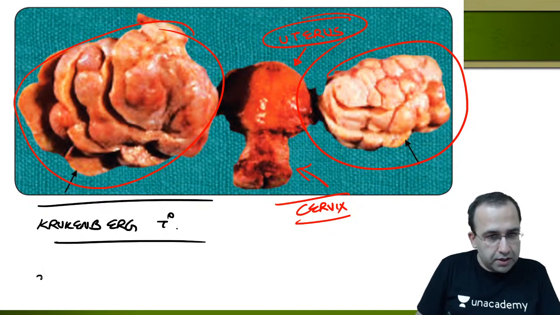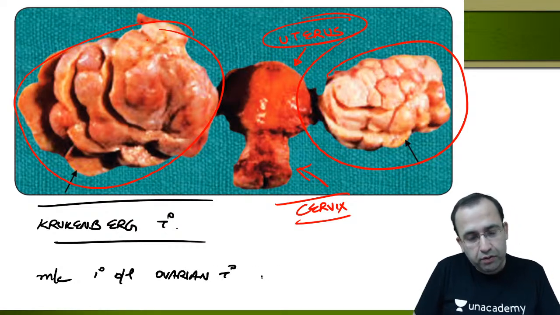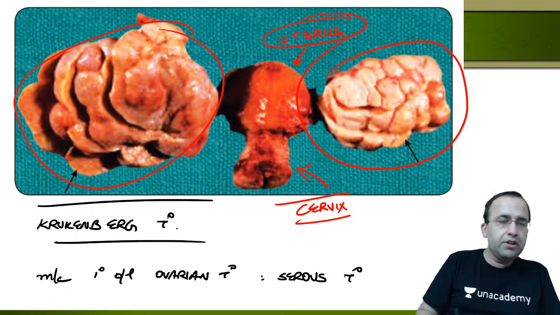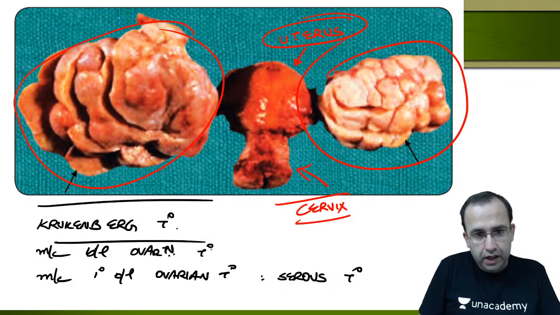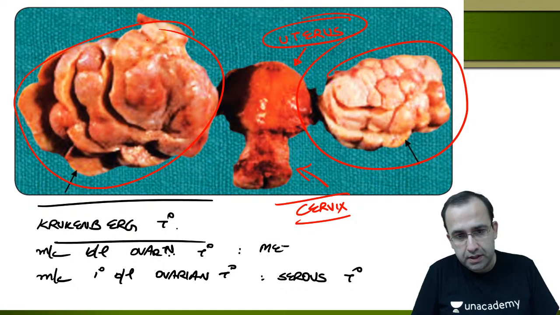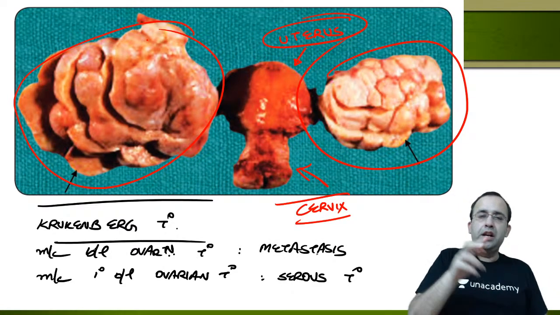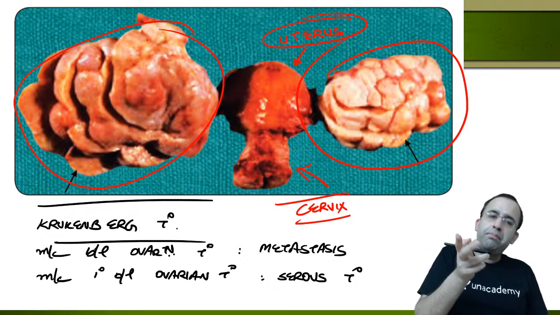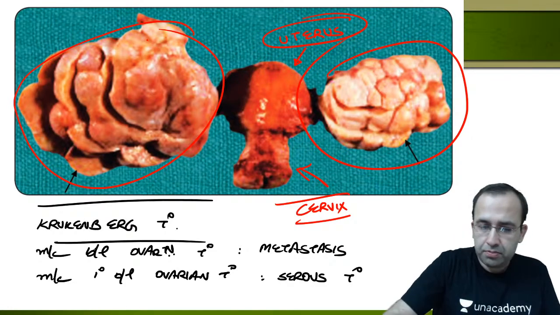Next point. Suppose the question is asked, most common primary bilateral ovarian tumor. Ovarian tumor are the serous tumors. Differentiated from most common bilateral ovarian tumor, which is metastasis. So have a good look at what the examiner is asking you. Most common bilateral, metastasis. Most common primary bilateral ovarian tumor, serous tumors. Next point.